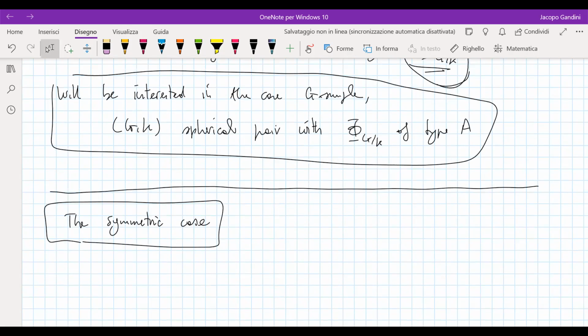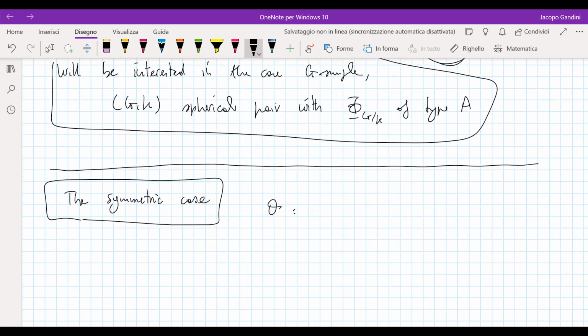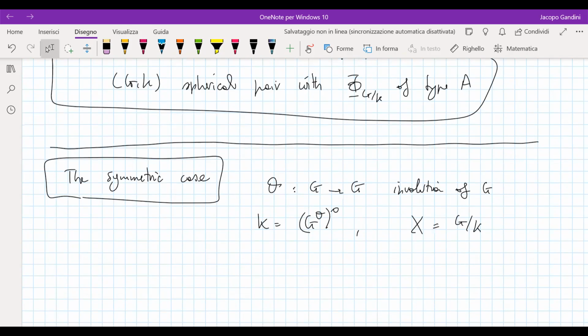Whatever you need. Okay, so the symmetric case. As I said before, we have an involution theta, an algebraic involution, and K in this case is the identity component of the set of fixed points of theta. We also set X as G mod K, so this will be useful in the subscript. So how to construct this root system in this case?